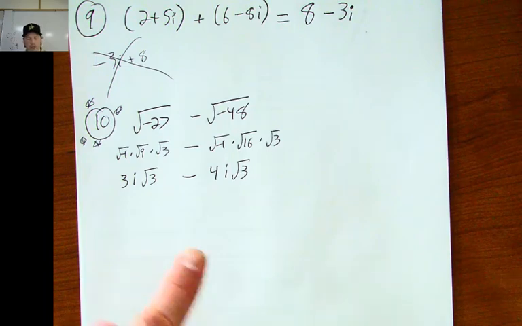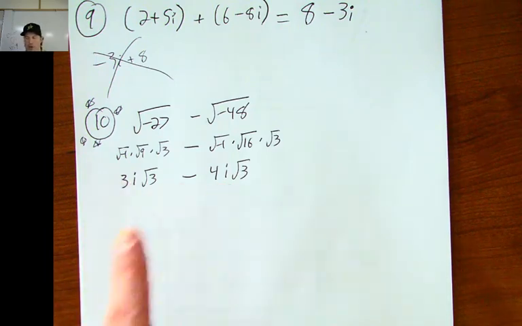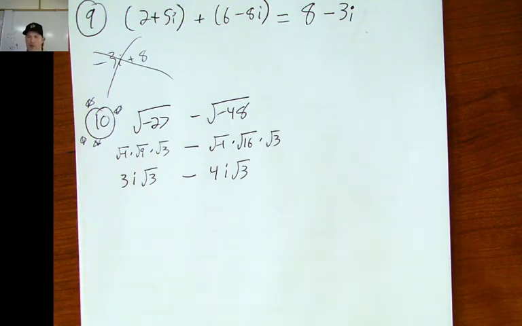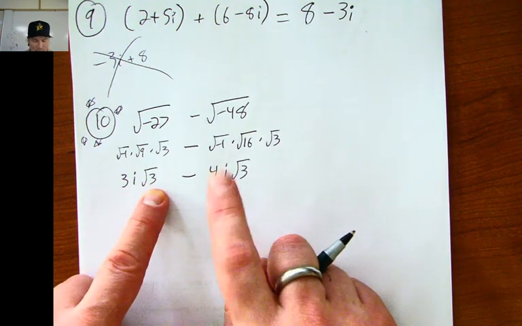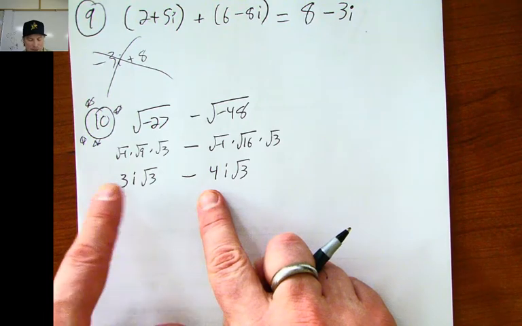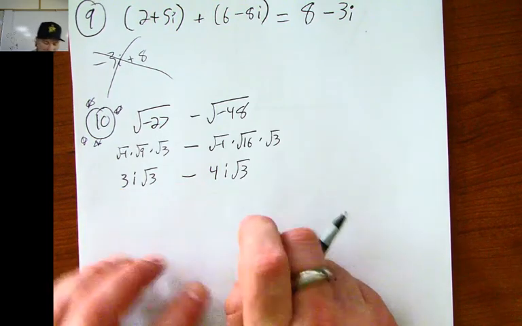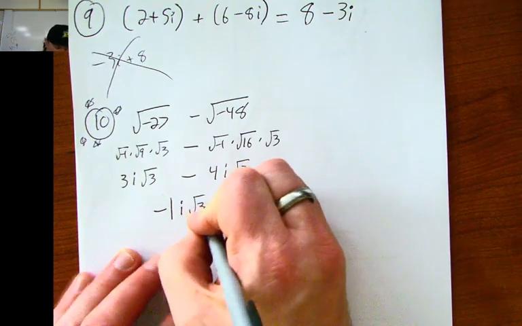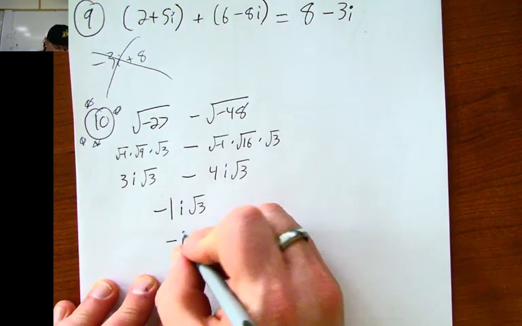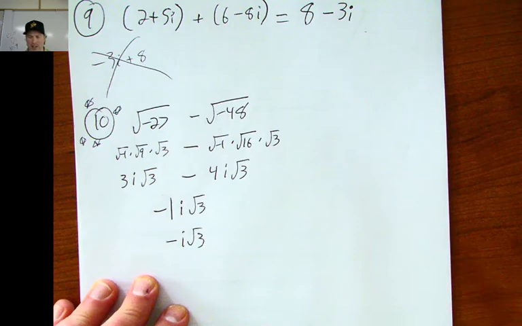you can add these if they're both imaginary and if you have matching roots. They're both imaginary, they both have matching roots, so at that point you can subtract them. 3 minus 4 is negative 1, so this is negative 1i root 3, or if you just answer as negative i root 3, that's also equivalent.